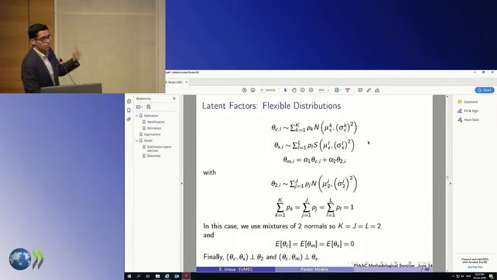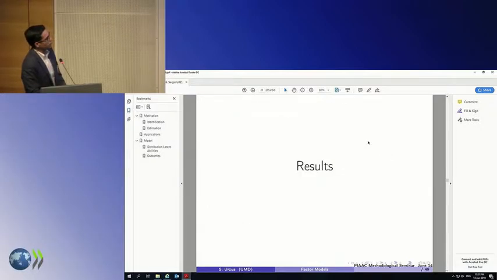How do we estimate this? Remember I told you about flexible functional forms, mixture of normals. So we don't have to impose normality. Once we have secure identification, we can go to flexible functional forms. We are going to be using mixture of normals. Let me show you some results.